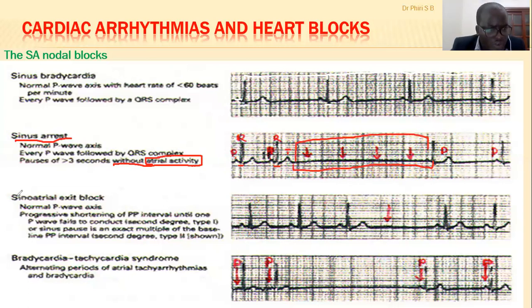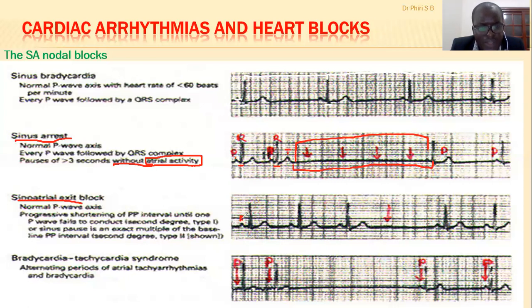Then we move on to sinoatrial exit block. So you have sinoatrial exit block. It means the sinus is firing an action potential, but this action potential is unable to be propagated to the atria, then to the ventricles. So what happens? You're going to have a normal P wave axis. So here you have this normal P wave axis.